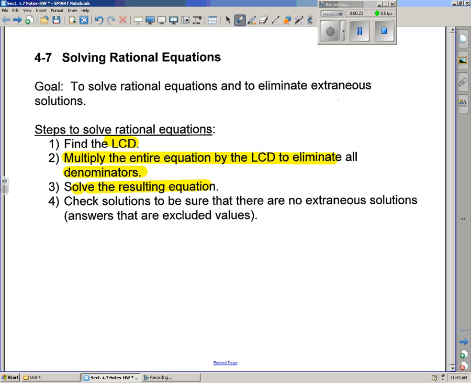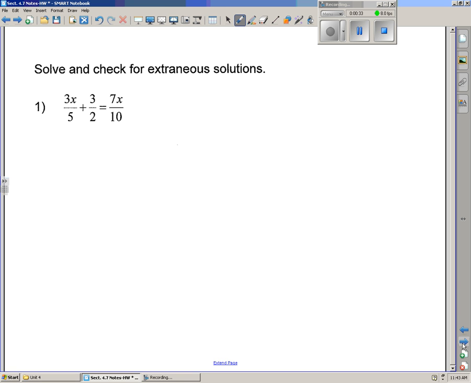When you finish solving your equation, just check your solutions to make sure there are no extraneous solutions. Remember, those are the excluded values, things that make the denominator 0. So for this first example, you've got an LCD that's 10. So here's where we multiply both sides of the equation by 10.